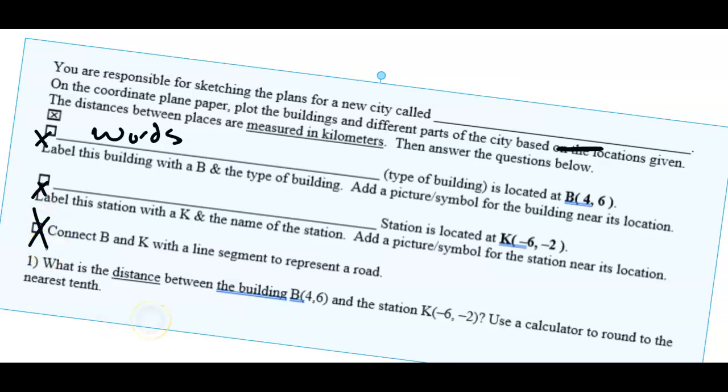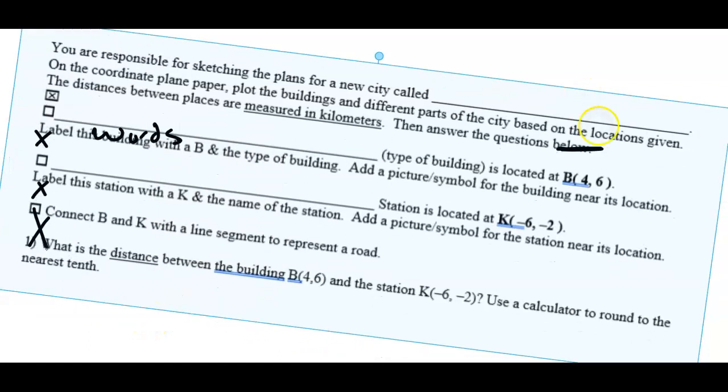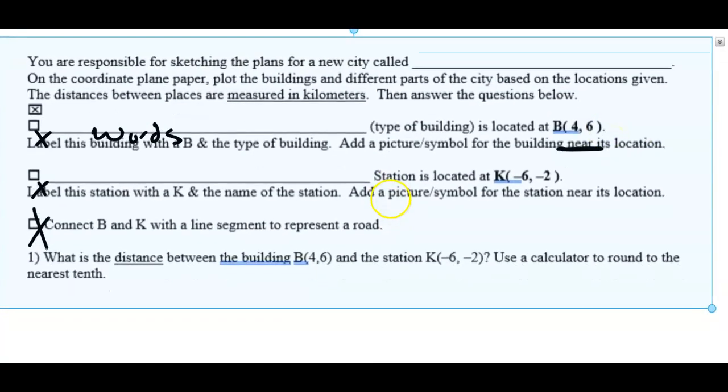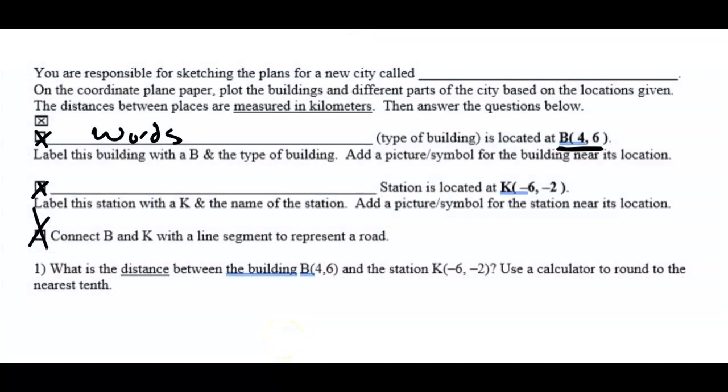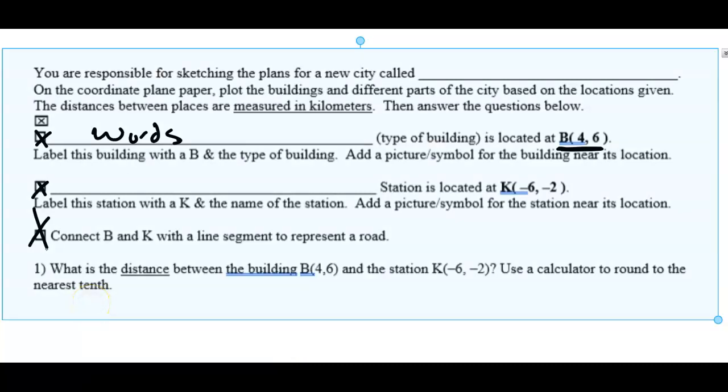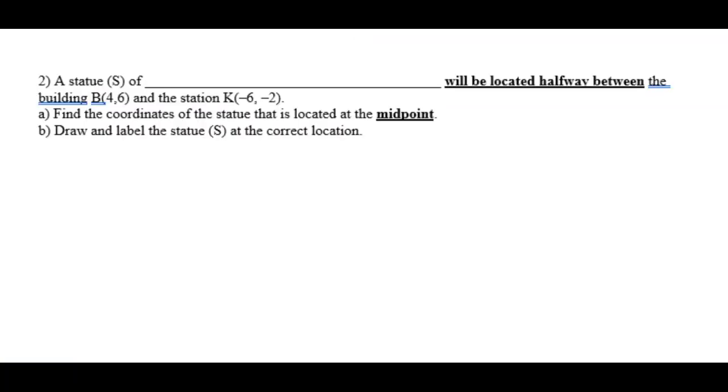Now, you're going to do the distance formula. You're going to calculate that and write your units in kilometers. Okay? You're going to round to the nearest tenth. Just follow the directions on this. All right? The next page talks about a statue. Put the letter S where the statue is located and what kind of statue it is. Then you're going to find the midpoint. Make sure you find the midpoint. Draw the line and label the midpoint and so on.